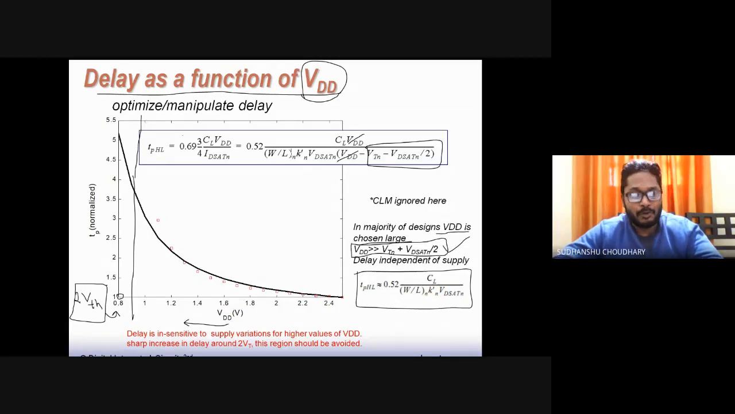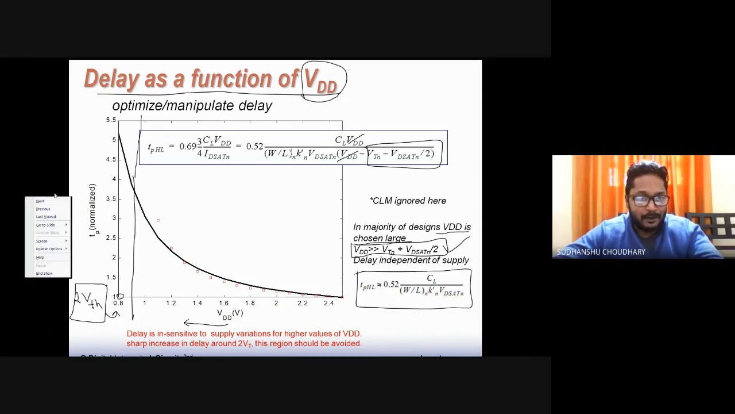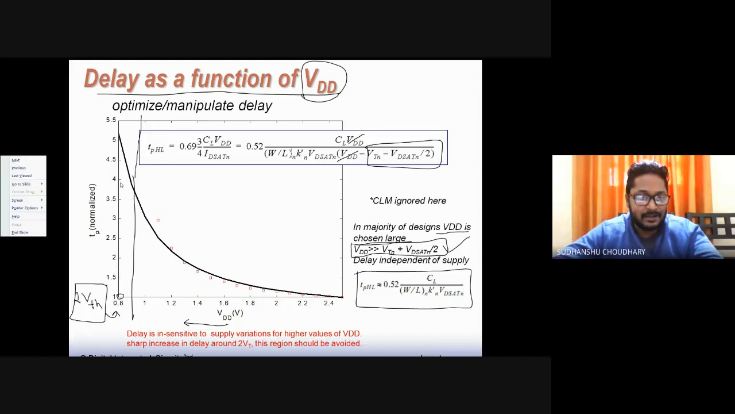Though you have of course got some advantages in terms of power dissipation, which is small, those advantages are nullified or dominated by the increase in delay. So it is of no point to keep VDD near this 2 VTH value, because the increase in delay is too high. This region should be avoided.